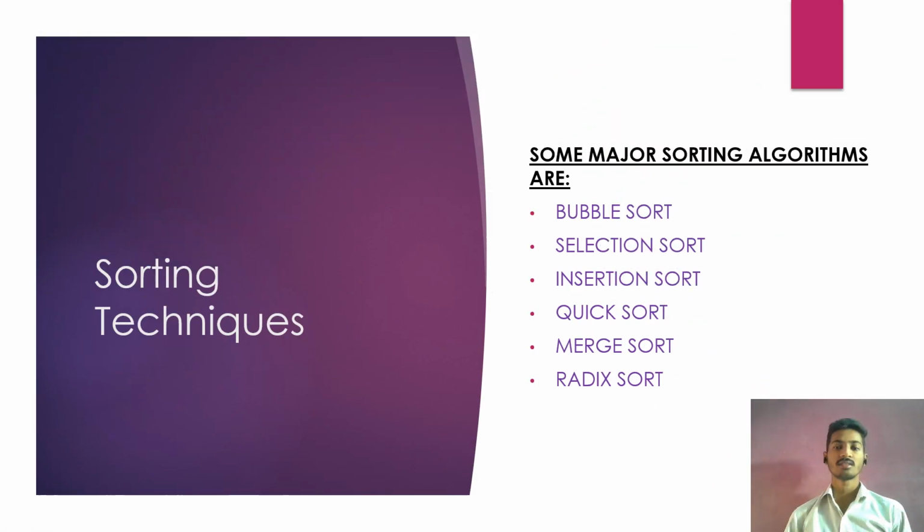What are the sorting techniques? Some major sorting techniques are bubble sort, selection sort, insertion sort, quick sort, merge sort, and radix sort. Bubble sort, selection sort, and insertion sort are used for a small number of elements. Quick sort, merge sort, and radix sort are used for a large number of elements. In this video, we will try to learn more about quick sort.